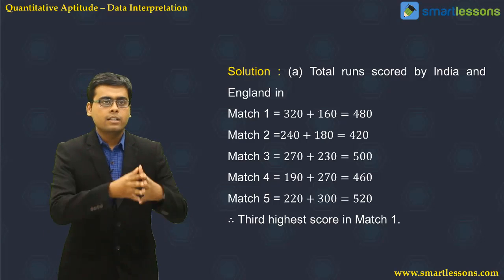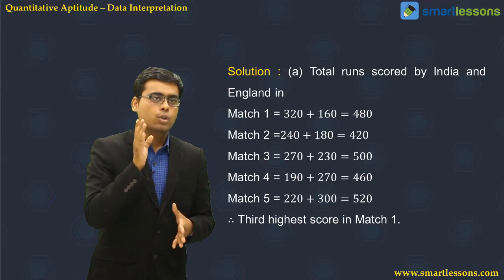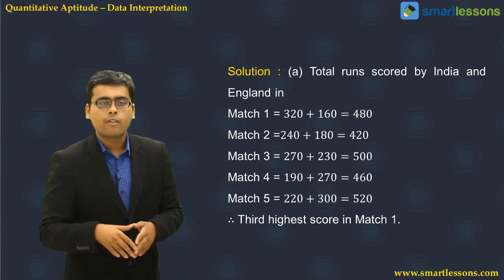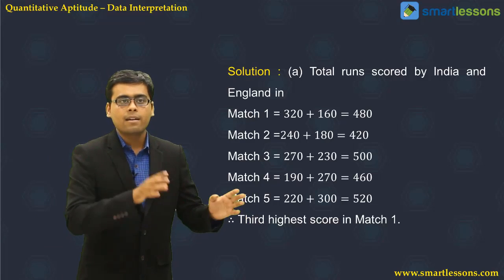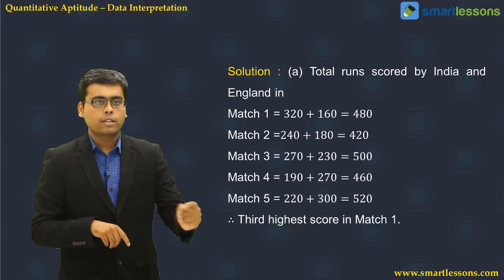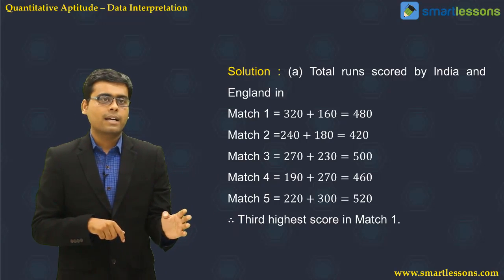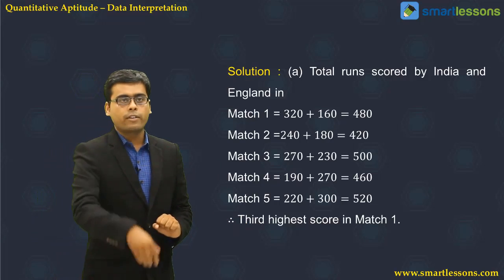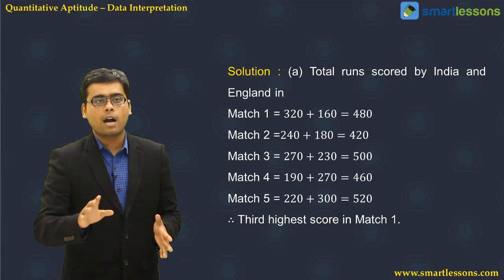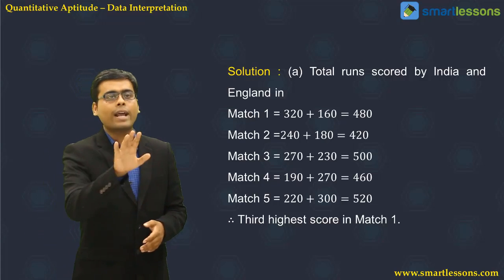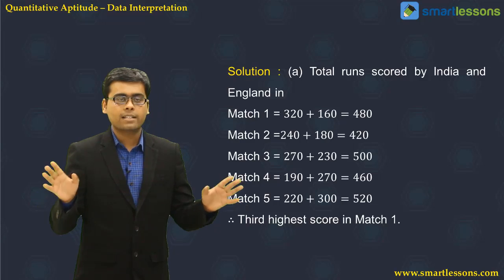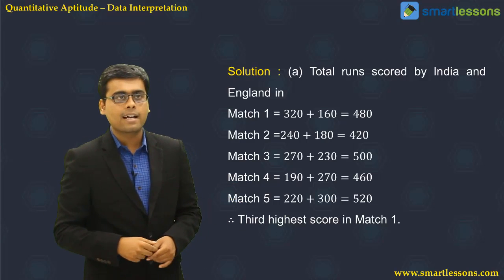For match 3, runs scored by India is 270 and runs scored by England is 230. So the total is 500. For match 4, the total is 190 plus 270, that is 460. And for match 5, the total is 220 plus 300, that is 520. Now if you compare all these 5 results, you can easily recognize which one is the third highest. As you can see, 480 is the third highest score, and that occurred in match number 1. So option A is the correct option.